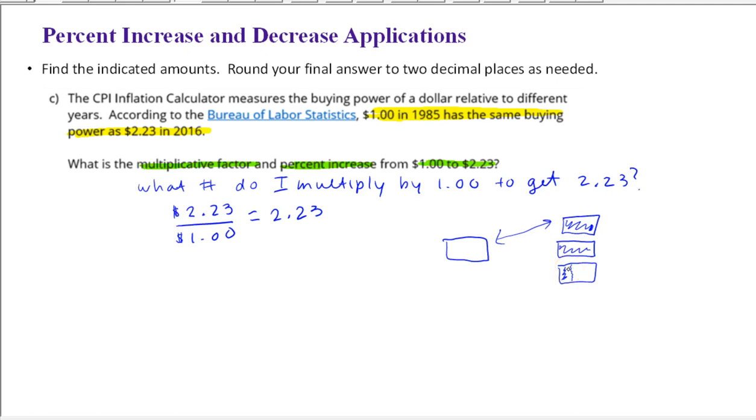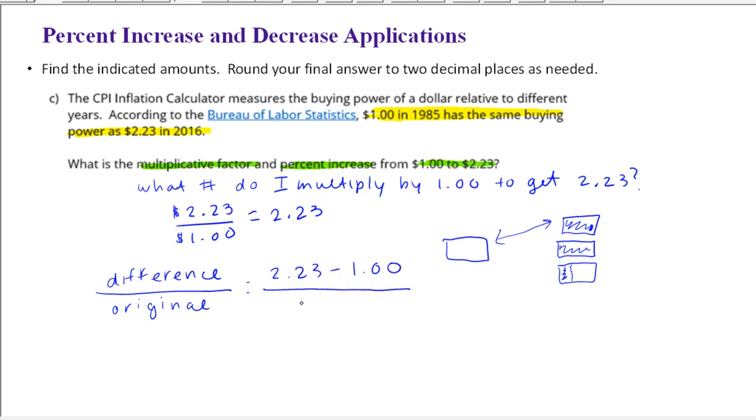Now it's easy to figure it out since one of these numbers is 1. Let's see how we do this symbolically. Okay, so first we're going to find the difference, and we're going to divide it by the original amount. So the difference is 2.23 minus 1 divided by the original amount of 1. Okay. So 2.23 minus 1 is 1.23 over 1, which gives us 1.23.